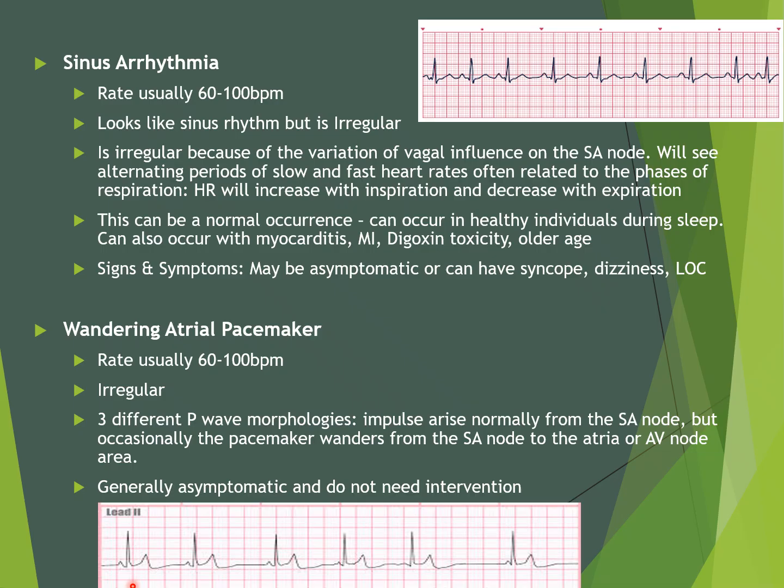Wandering atrial pacemakers, their rates are usually 60 to 100 beats per minute. The rate is irregular, and there are 3 different P wave morphologies. So the impulse arises normally from the SA node, but occasionally the pacemaker wanders from the SA node to the atria or the AV node area. So you will see this P wave is upright, this one's a little not as tall, this one's flat, this one's kind of inverted. And generally patients are asymptomatic and do not need intervention.